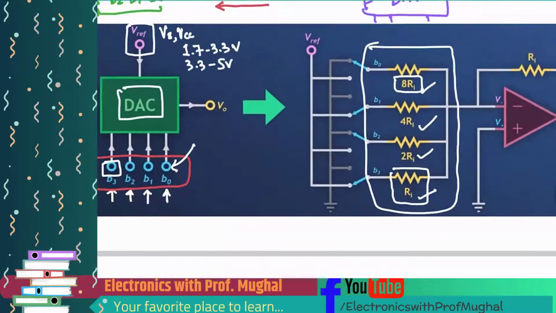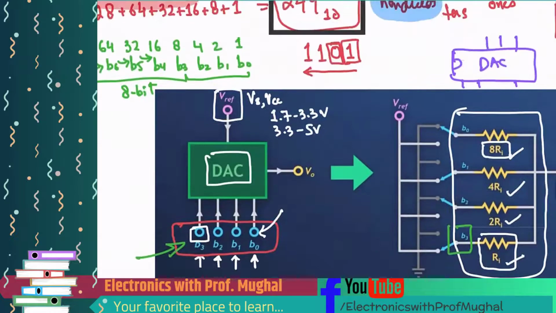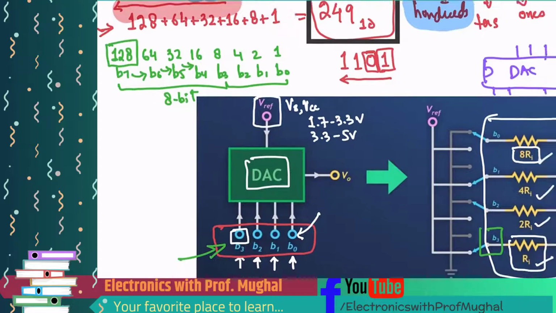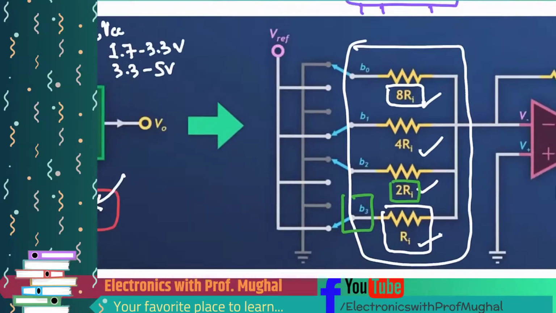Imagine this Ri is connected to your B3. B3 is your most significant bit, which is 128 here. So the next is going to be divided by 2. And that's what we do. It's going to be 2 Ri. We're not dividing it actually here. We're just putting the value of the resistor, which is twice as big as it was over here. And it'll just keep on increasing by 2 every time.